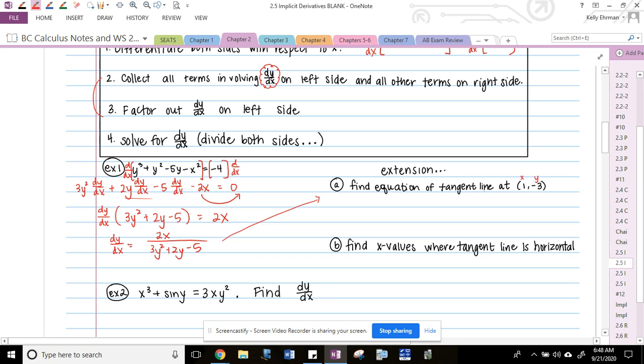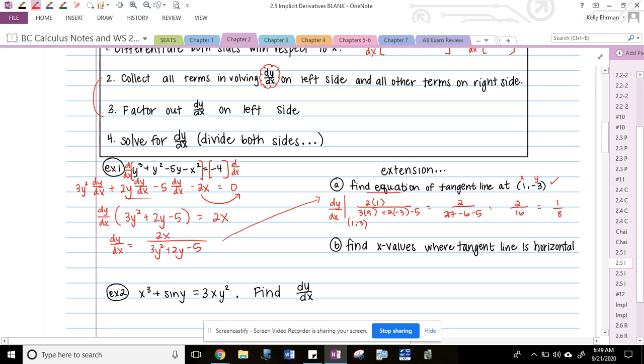So find the equation of the tangent line at this point. So we have the point, we need the slope. That would be dy/dx evaluated at (1, -3) in this equation. So that's 2 times 1 over 3 times -3 squared, which is 9, plus 2 times -3 minus 5. That's 2 over, let's see, 27 minus 6 minus 5. So 2 over 16, 27 minus 11, which is 1/8.